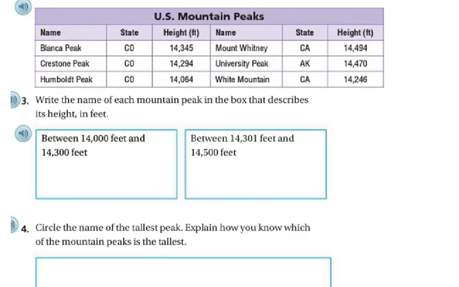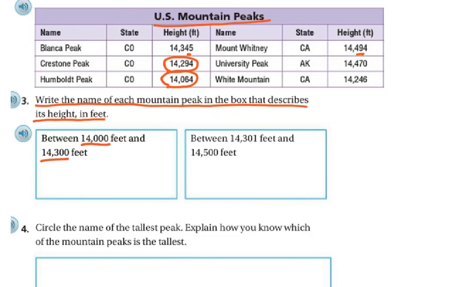Okay, so in the next one, we're going to be using this mountain chart, the U.S. mountain peaks. Number 3 asks to write the name of each mountain peak in the box that describes its height in feet. So we're looking between 14,000 feet and 14,300 feet. Well, this one is 14,345, so that's too high. This one's 14,294. So yes, this one is right in between. And then 14,064, this one is also in between.